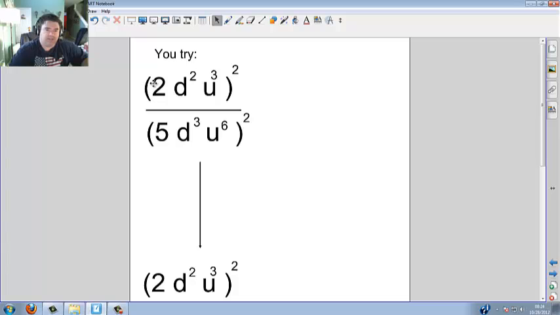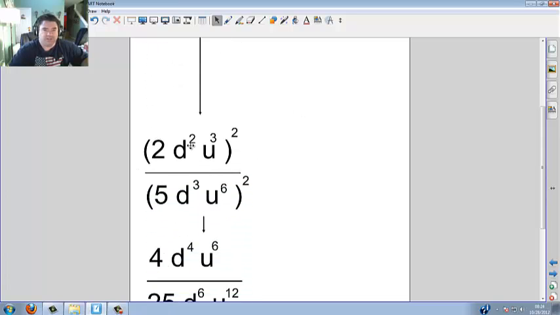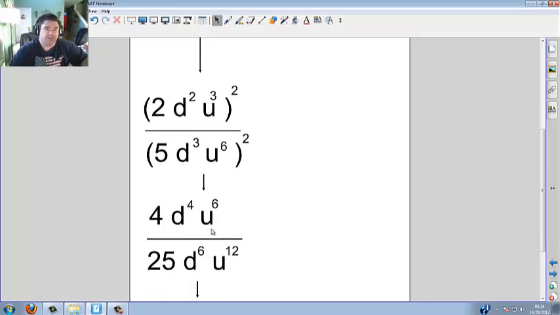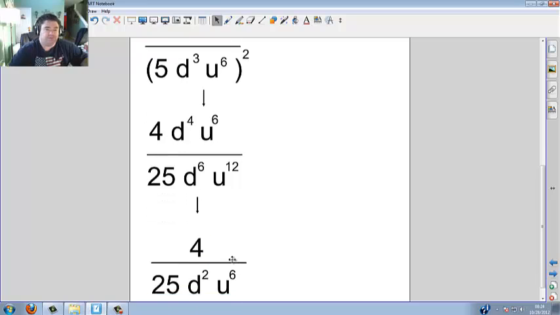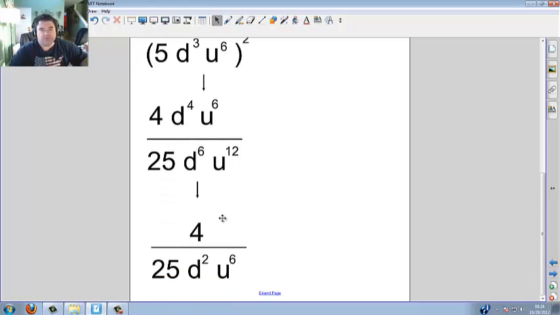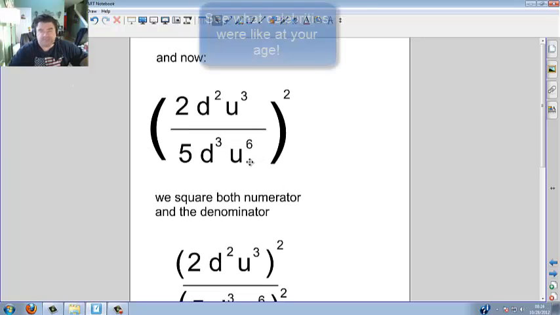Let's see. Hopefully you got the following. 2 squared makes 4. D to the 2nd squared makes 4. U cubed to the 2nd, u to the 6th. 5 squared is 25. D cubed squared is d to the 6th. U to the 6th squared is u to the 12th. Fight it out. These can't do anything. Bottom wins by 2. Bottom wins by 6. And now, break time.